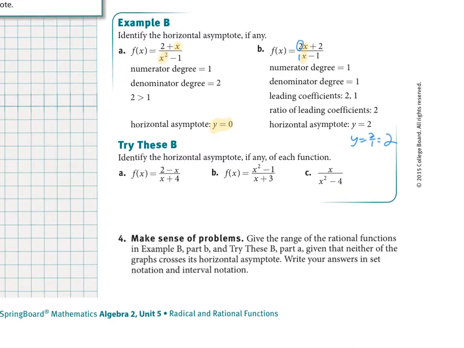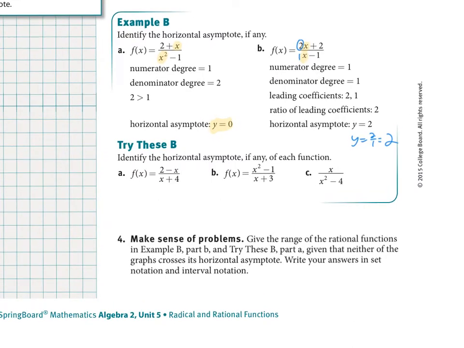Okay, ready to check your work? What I have for this one is a degree 1 on top, degree 1 on the bottom. Therefore, the degrees are the same. And so as I consider that, that's going to be the leading coefficient. So in this case, it's a -1 on top. Yes, the leading coefficient is the number that goes with that power of x. And on the bottom, it's a +1. So y equals -1 is my horizontal asymptote for part A.